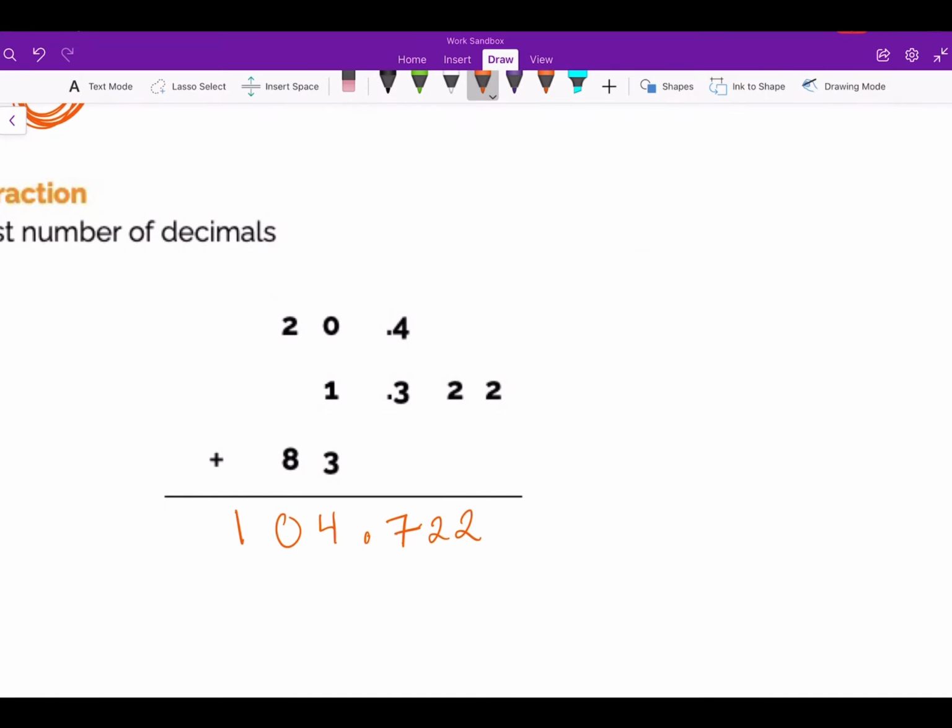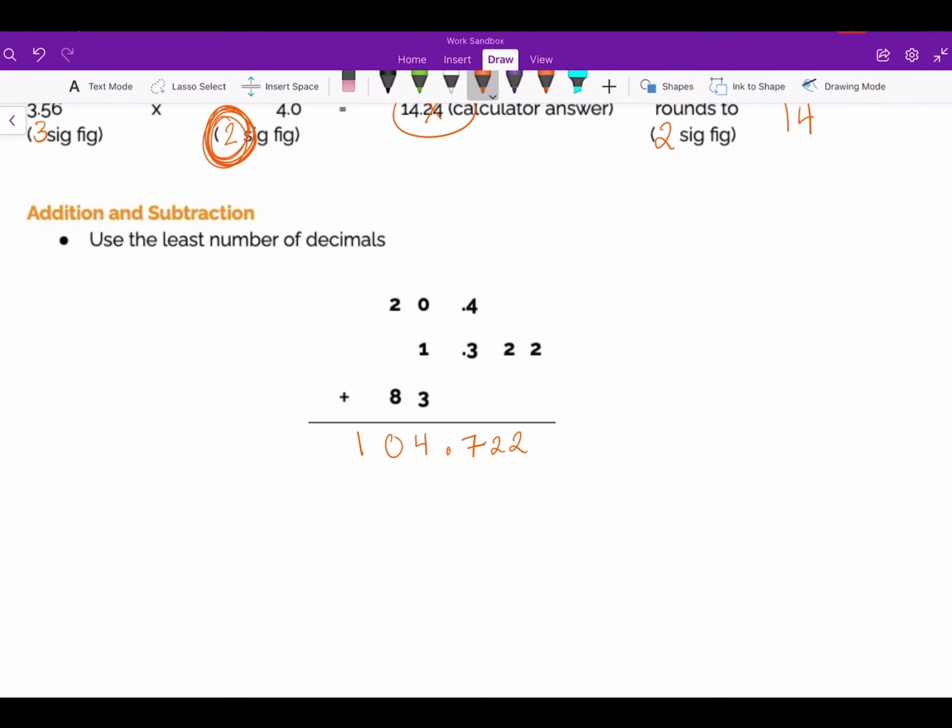But when we're trying to figure out significant figures for addition and subtraction, we use the least number of decimal places. So if we're looking at decimal places, this one goes out to the 10th, this one goes out even more, and this one doesn't have a decimal point at all. So we need to go to the least number of decimals. Well, 83 doesn't have any, which means we're going to cut our answer off here because 83 has the least amount of precision. So we need to somehow take 104.722 and round it to our ones place. 0.7 is greater than 0.5, so it rounds up, and our final answer is 105.